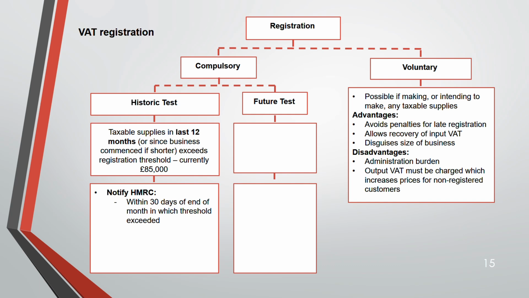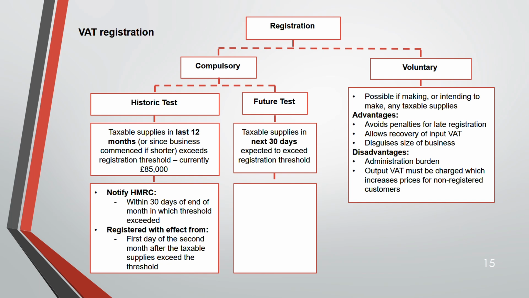Remember, these dates are very important: when you have to register and notify HMRC. It might come as part of an ethics question. You notify within 30 days of the end of the month in which the threshold is exceeded, and you are registered with effect from the first day of the second month after the taxable supply exceeded the threshold. We'll definitely do questions so that you understand these dates.